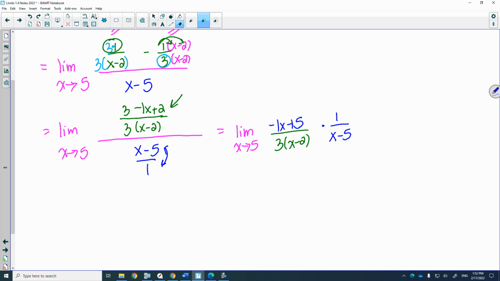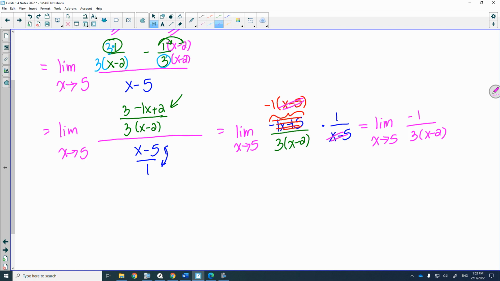It still can't cancel. So you have to say to yourself, well, how could you get that factor to cancel with this factor? If you factor out a negative 1 from here, you're going to have x minus 5. So from this, if I factor out a negative 1, I will have x minus 5. And then you will have x minus 5 and x minus 5. Those two would cancel. So this would cancel with this. That would leave us with the limit as x approaches 5. My numerator has negative 1, and my denominator would be 3 times (x minus 2).